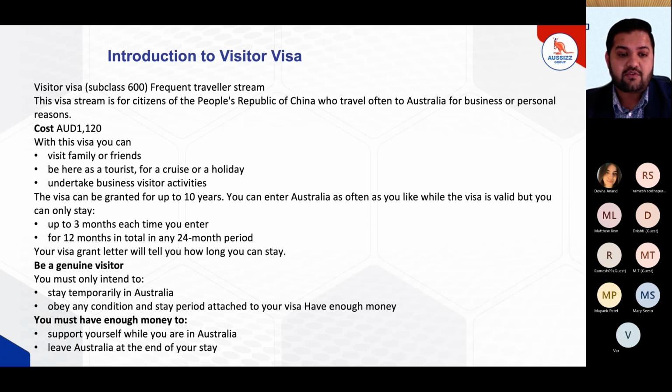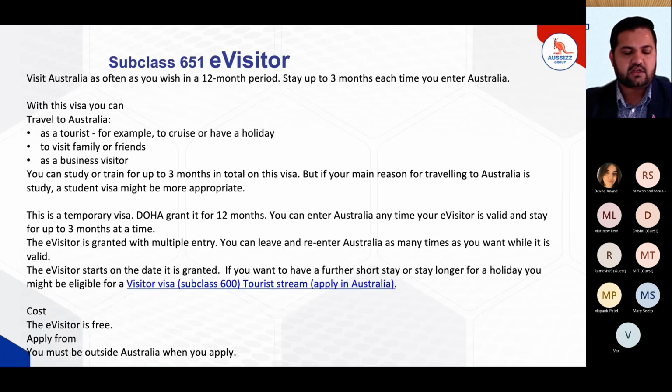So you can have a 10-year visa and you can enter the country every 3 months. Once you enter the country, you can stay up to 3 months. This visa also requires that you meet the temporary visa holder requirements, which is the GT requirements, and you need to demonstrate that you have enough funds and a reason to visit Australia. So that was the normal stream, 600.